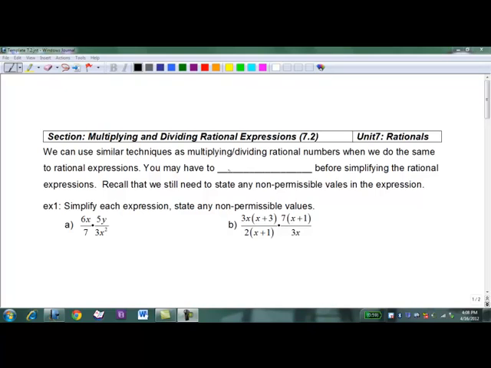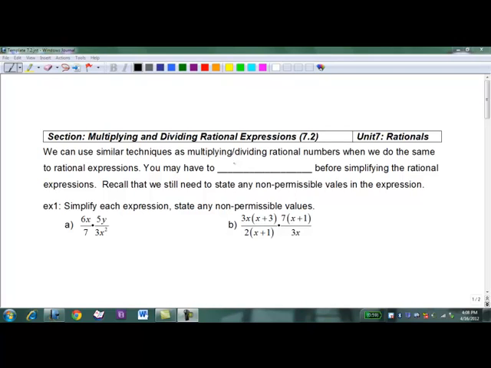Welcome to Rationals for Pre-Calculus of Math 11. Today we're going to take a look at multiplying and dividing rational expressions, which is section 7.2. We can use similar techniques as multiplying and dividing rational numbers when we do the same thing to rational expressions. So when we just multiply fractions or divide fractions, we can do the exact same thing here.